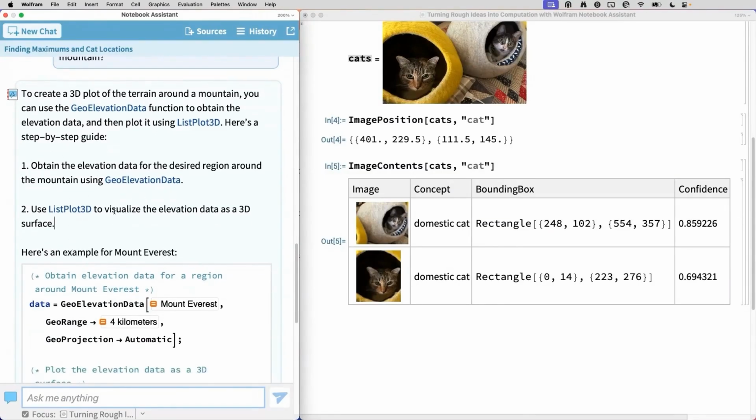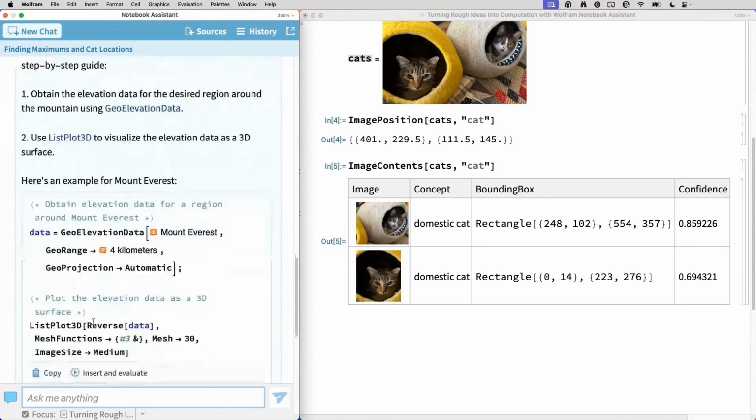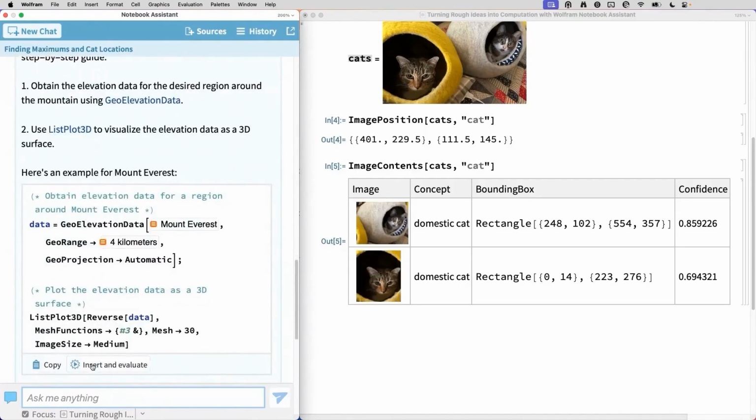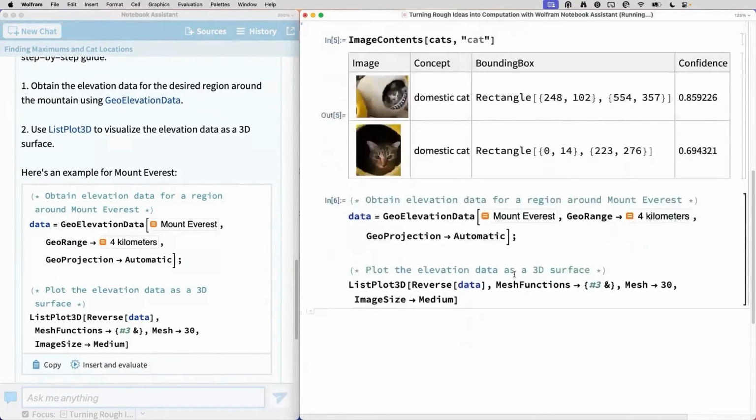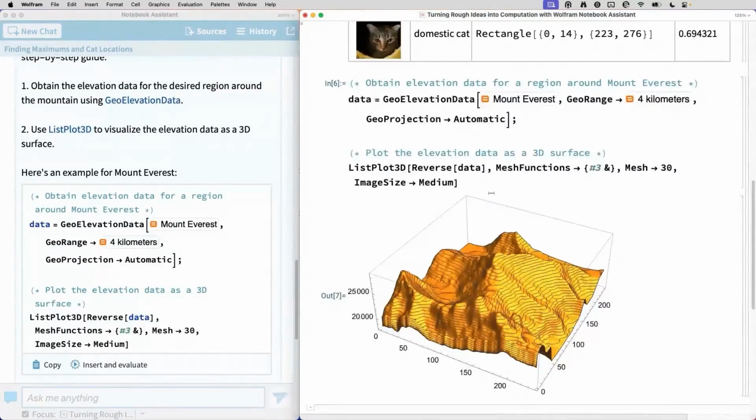But even in the cases where it might hallucinate, you still get links to useful functions that you can check out. And so even if you can't quite get it to work, this is always a good starting place. But let's see if this did work. So let's just insert and evaluate this here. And that works, no question.